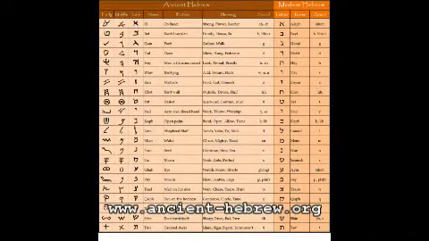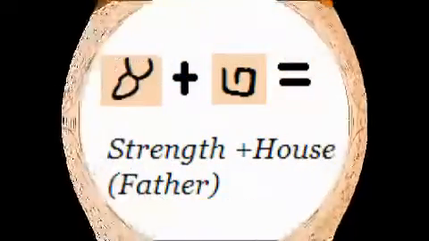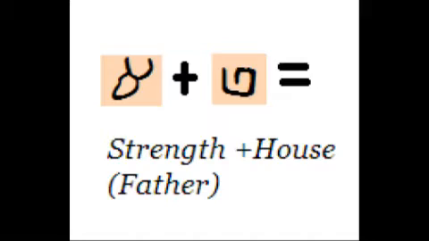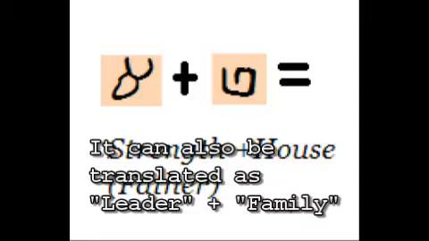Pictographs are pictures or drawings which were combined to form words. For example, if you were to write an ox head next to a house, as you see there, then a word would be expressed. The picture simply means strength plus house, which equals father, or known as the strength of the house.